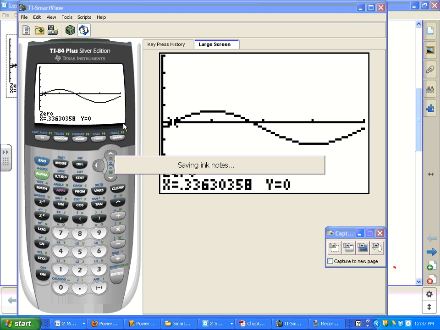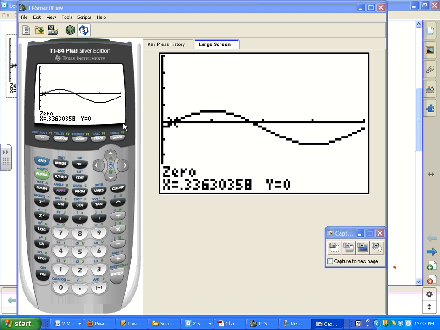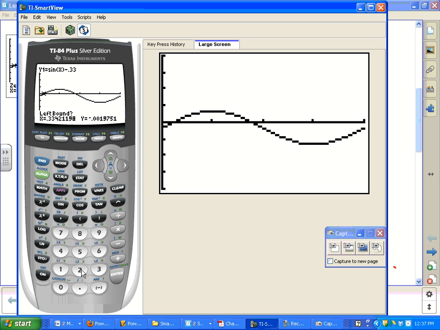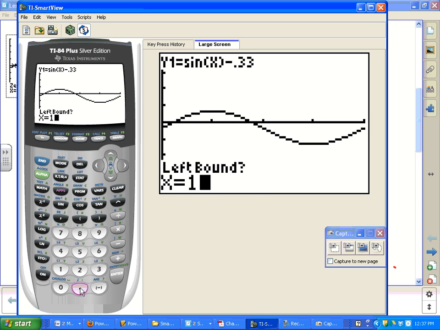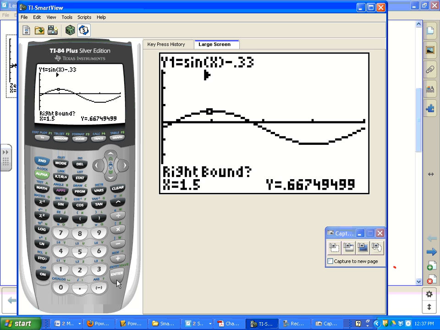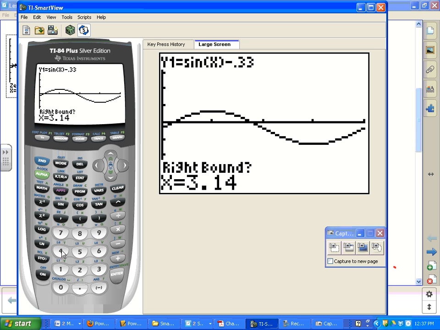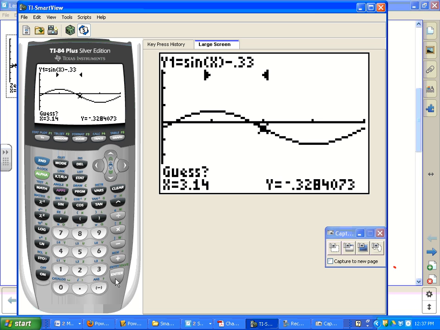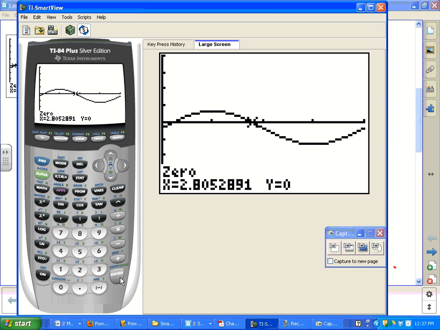So there's one of my intercepts. So now I'll do the other one. I'll find the second one here. Well, I know that's between pi over 2 and pi. So second trace, number 2. My left boundary could be 1.5, approximately pi over 2. My right boundary then, which is on the other side of that 0, would be pi, so that's 3.14. And so I'm on the other side of it. Click enter, and we get 2.805.